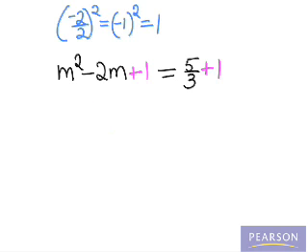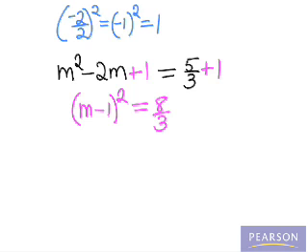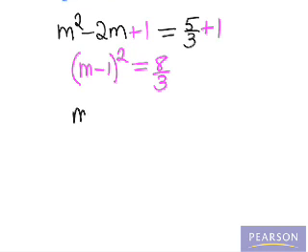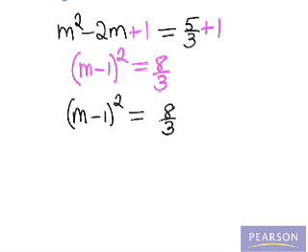So the equation can be written as m minus 1 squared equals 5/3 plus 1, which is 5/3 plus 3/3, is 8/3. So we're going to use the square root principle on the equation m minus 1 squared equals 8/3. We take the square root of both sides and we get square root of m minus 1 squared is plus or minus the square root of 8/3.